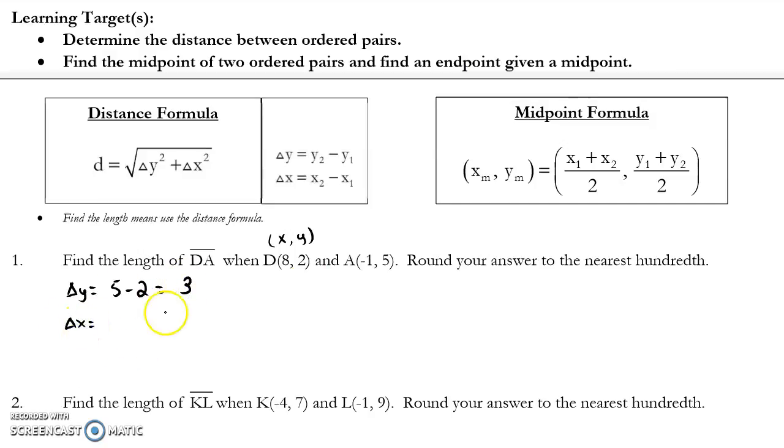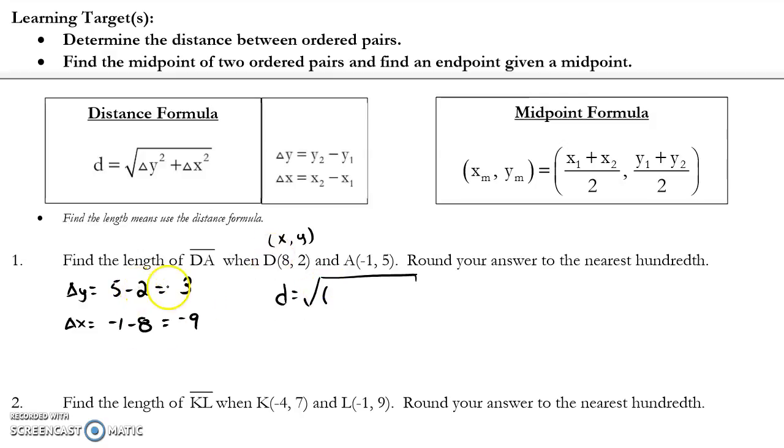My change in x is negative 1 minus 8. It's always subtraction. If you're not comfortable subtracting these numbers, please use your calculator and type it in exactly as we see here. We should get negative 9. Now we know our change in y and x. The distance formula is a matter of substitution and simplifying.